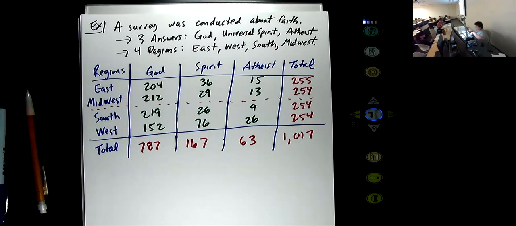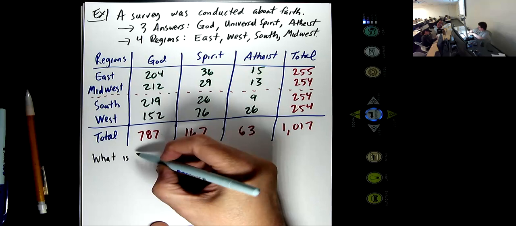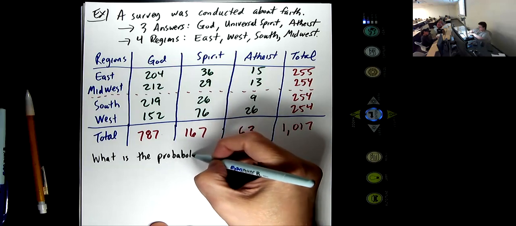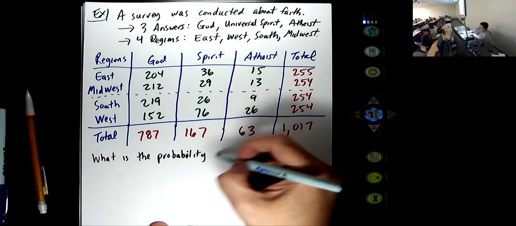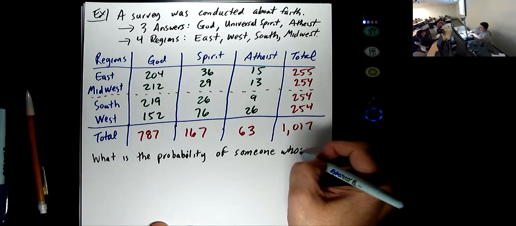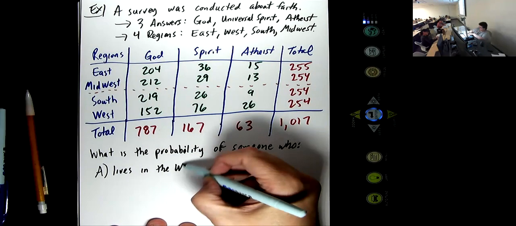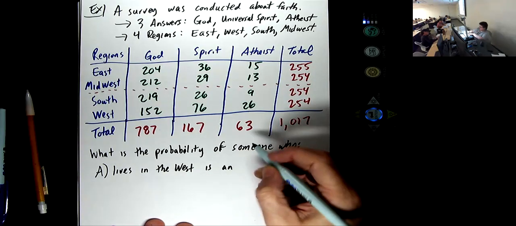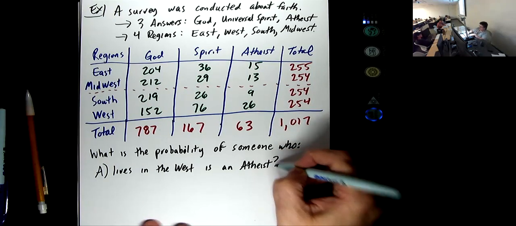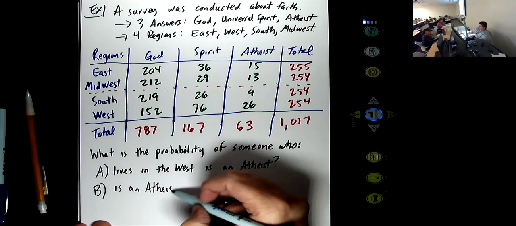We're gonna look at two questions. What is the probability of someone who A, lives in the West, is an atheist, and B, someone who is an atheist lives in the West?